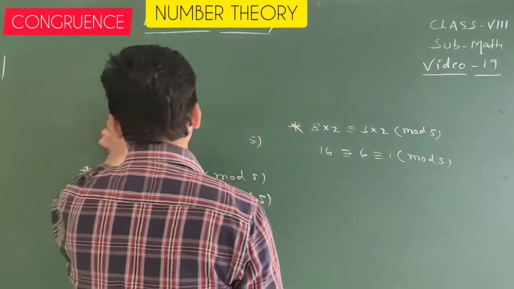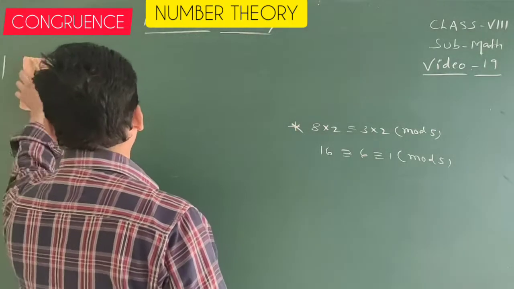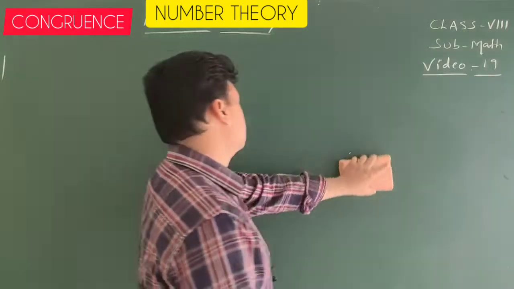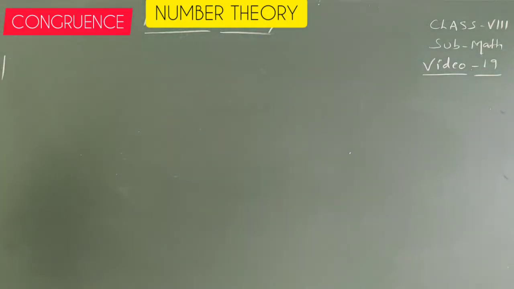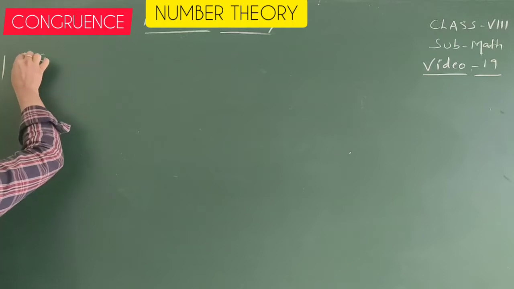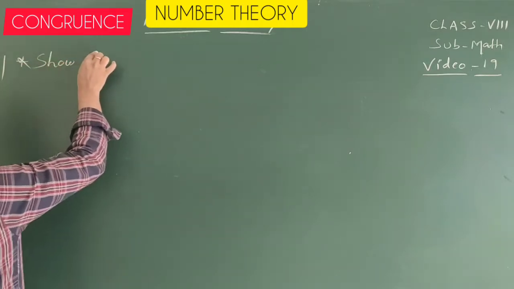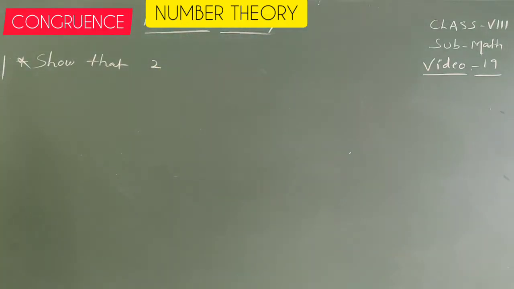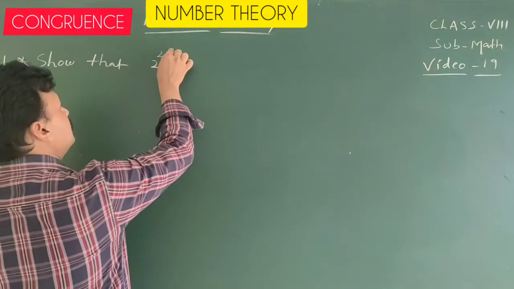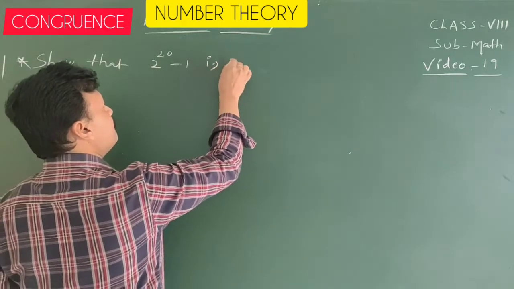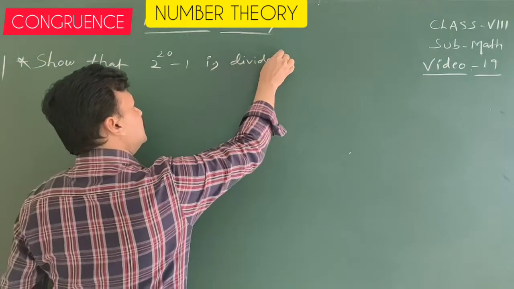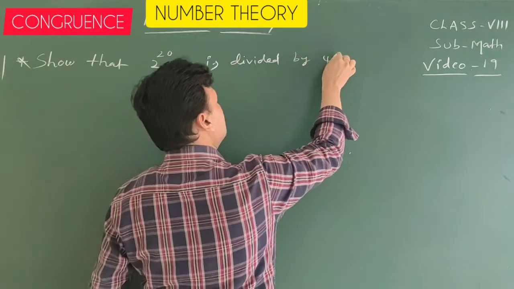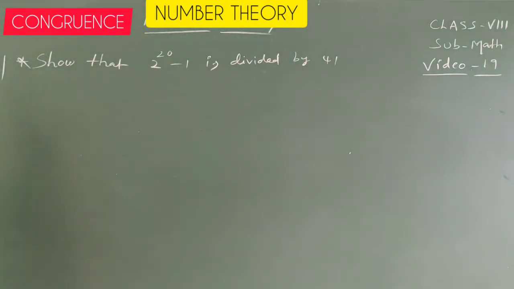Important problems based on these congruences. Problems based on the congruences. Now, show that 2 power 20 minus 1 is divisible by 41. Okay, show that 2 power 20 minus 1 is divisible by 41.